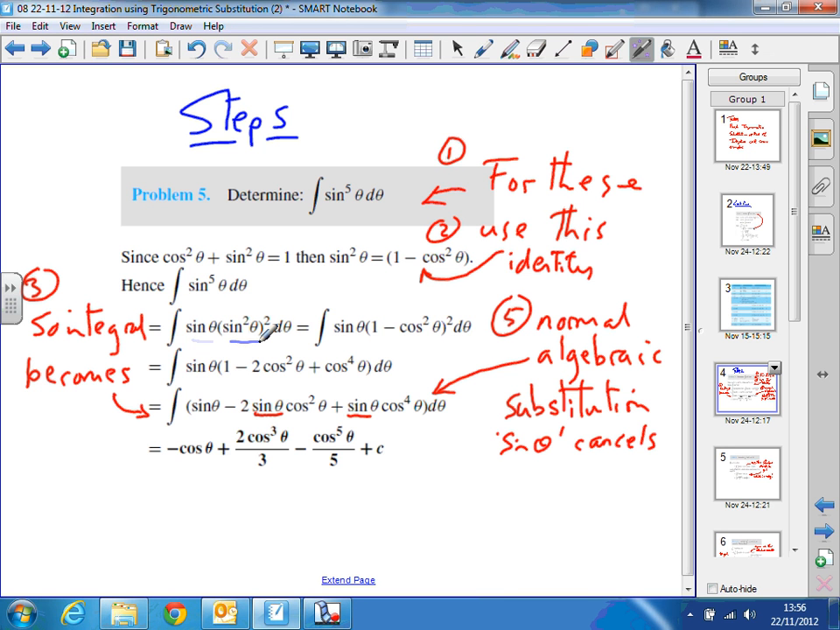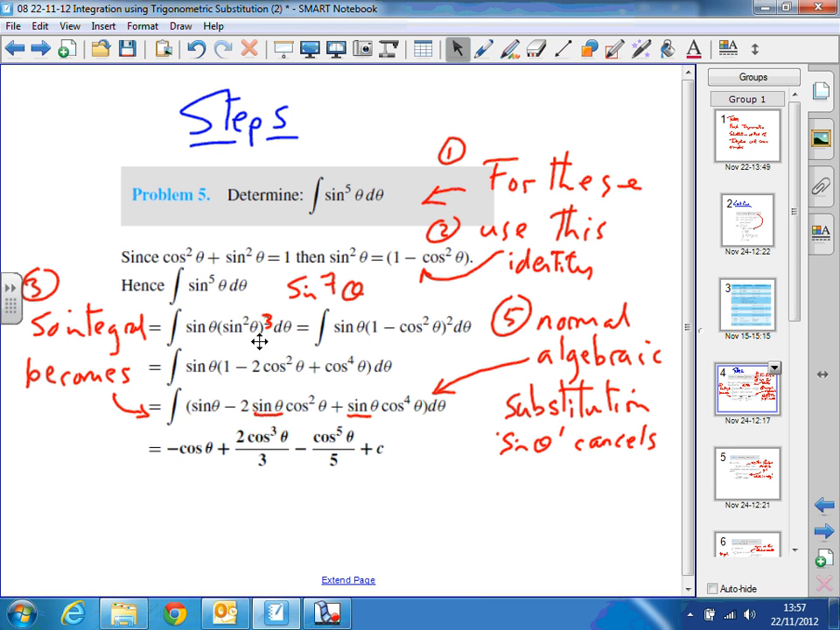So if it was sine to the 7 theta that we had to integrate, what would we write here? Yes, that's correct. In other words, this would become cubed. So I'd have sine squared cubed, which is sine to the 6, times another sine theta, giving sine to the 7.